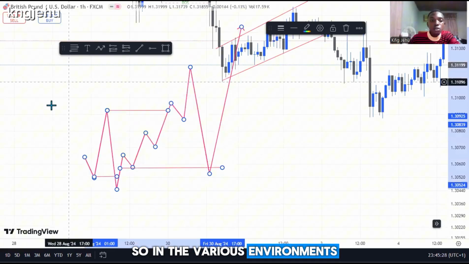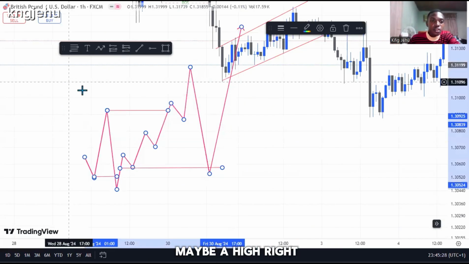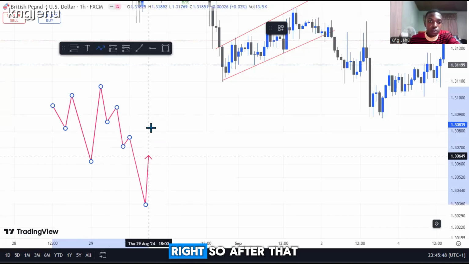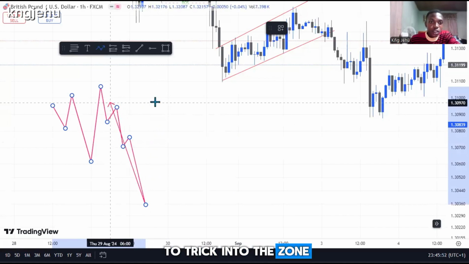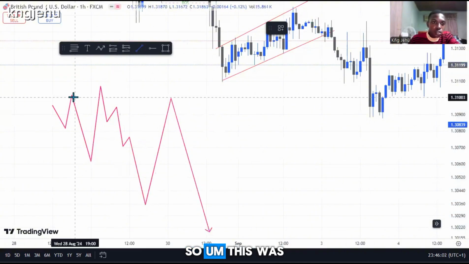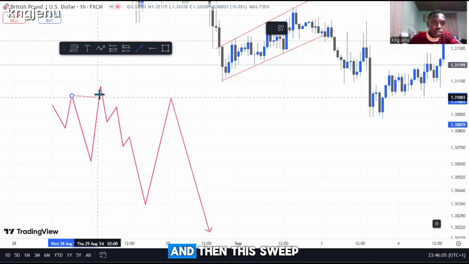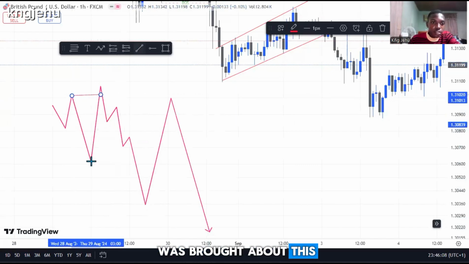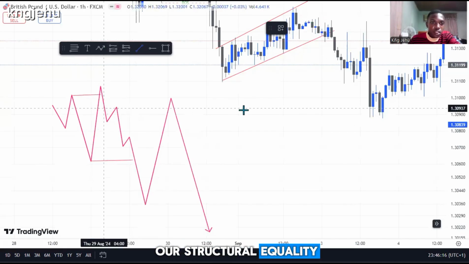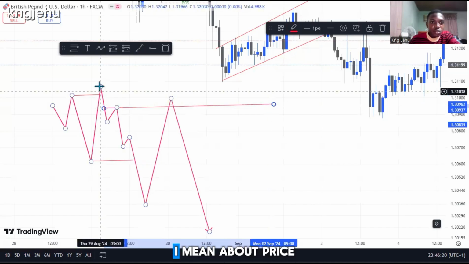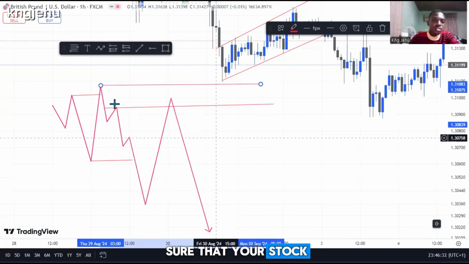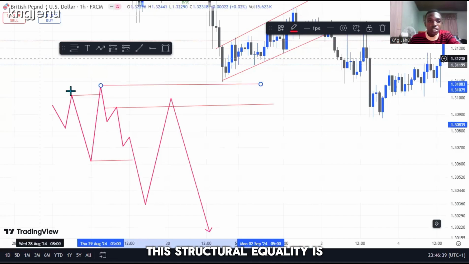In a bearish environment, we're going to have maybe a high, right? The tip of the high. We're going to have a break of structure, right? After that, we wait for price to trade into the zone. And remember, this is our structural liquidity, then boom. This was where we had the sweep, and this sweep brought about this break of structure because it's a bearish environment. This is our structural liquidity, the last high after the sweep. Whenever price does this, you can rest assured that your stop loss will be protected, since the structural liquidity is what gets taken out.